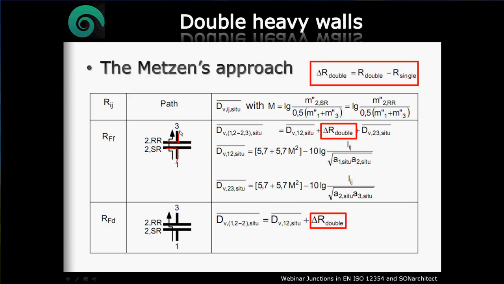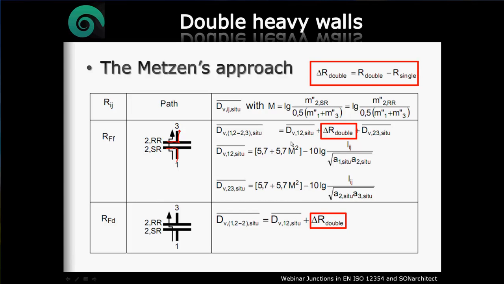But you also need to take into account the innovation in the Nexen approach, a value called delta R, which is an improvement in the vibration difference level from one leaf of the wall to the other leaf. And this is basically computed as the difference between the sound reduction index of the double wall minus the sound reduction index of one of the leaves that are composing this double wall.